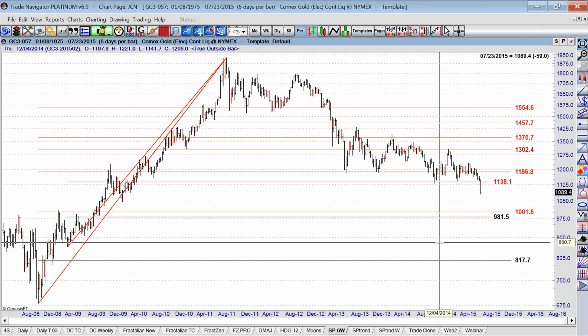Okay, and there are your next numbers. The major cycle, the next number down is 1001.6, and the next cycle in the minor cycle is 981.5. All right, there's the 6-day chart, and that's what's happening in gold.